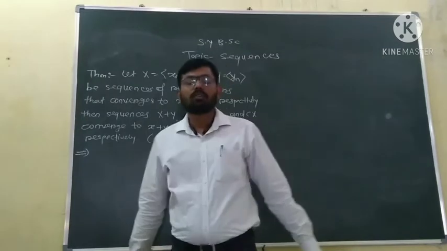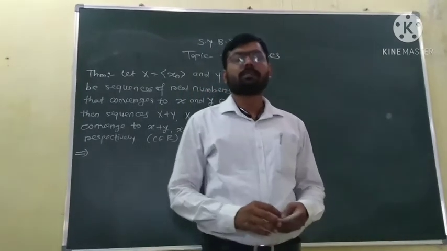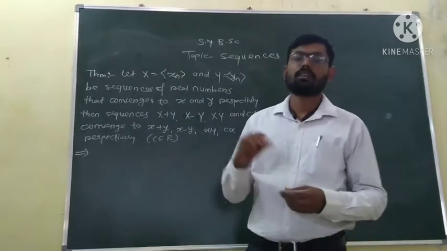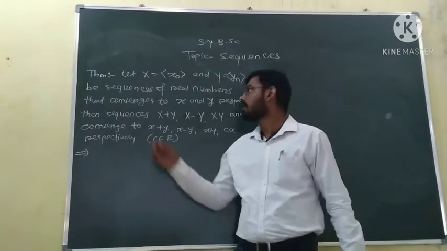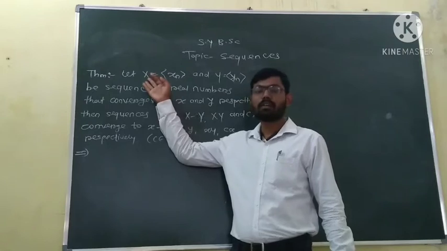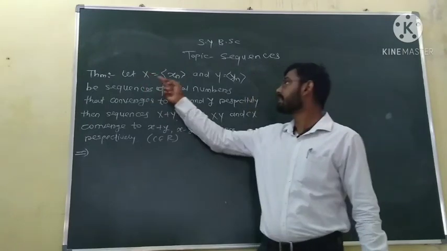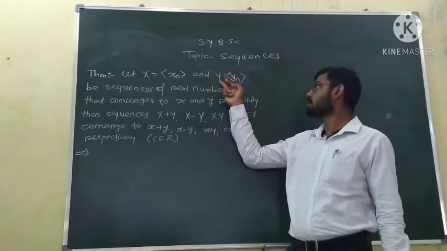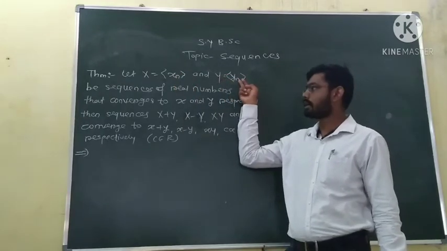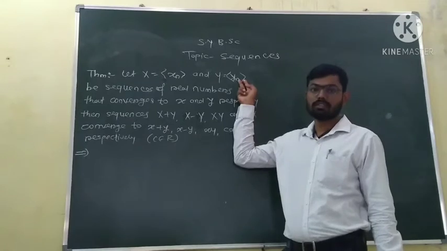Now there is a very simple theorem on sequences, so we will see this theorem now. The theorem is: we are given two sequences. One is the sequence x defined by the nth term xn, and another is the sequence y defined by the nth term yn. These are the two sequences in real numbers.